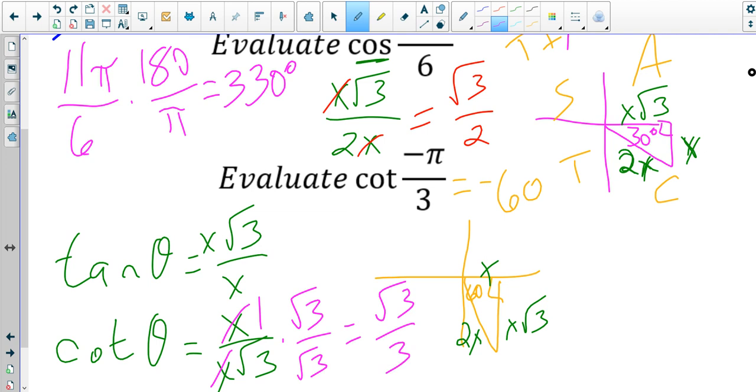Double check all students take calculus. Down here the cosine is positive. That makes this answer negative, and we are done with the warm-up.